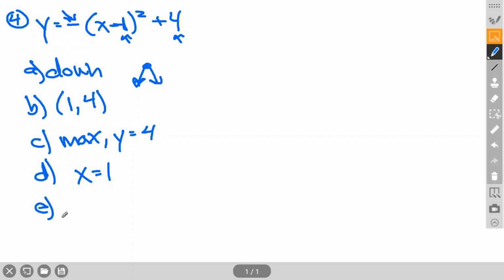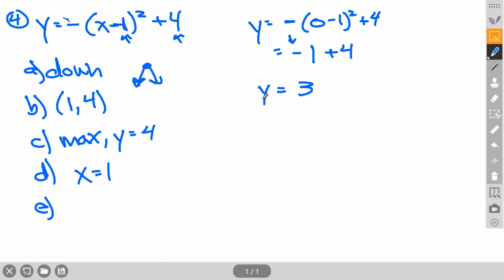E, the y-intercept. So for the y-intercept, I'm going to actually have to plug in 0 for x. So let me do y is equal to negative, and then 0 for x, so 0 minus 1 squared plus 4. That's negative. 0 minus 1 is negative 1, and negative 1 squared is 1. Notice the negative sign still on the outside. That should stay there. And then that's 3. So the y-intercept is 0, 3.